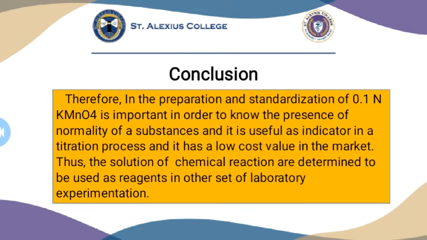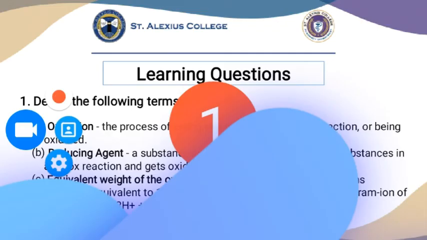Conclusion. Therefore, the preparation and standardization of 0.1 N potassium permanganate is important in order to know the normality of a substance, and it is useful as an indicator in a titration process and it has a low-cost value in the market. Thus, the solution and chemical reaction are determined to be used as reagents in other sets of laboratory experimentation.